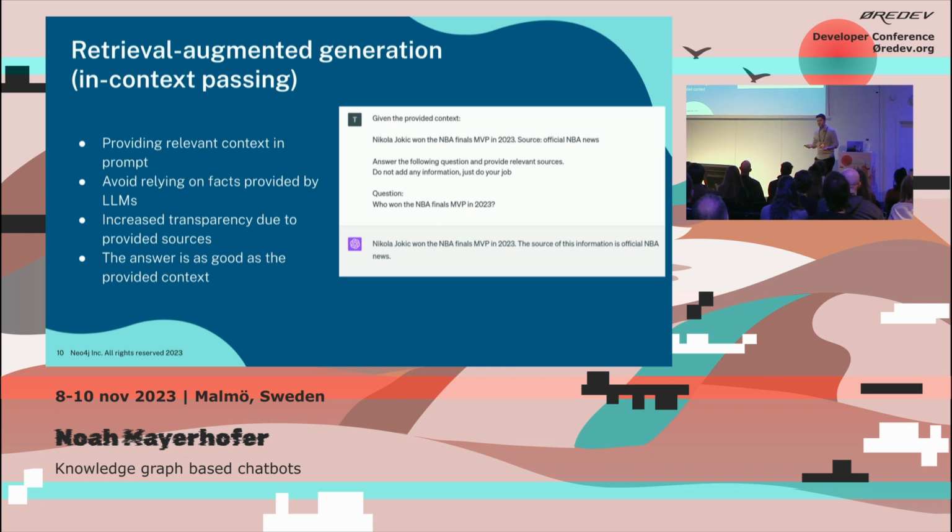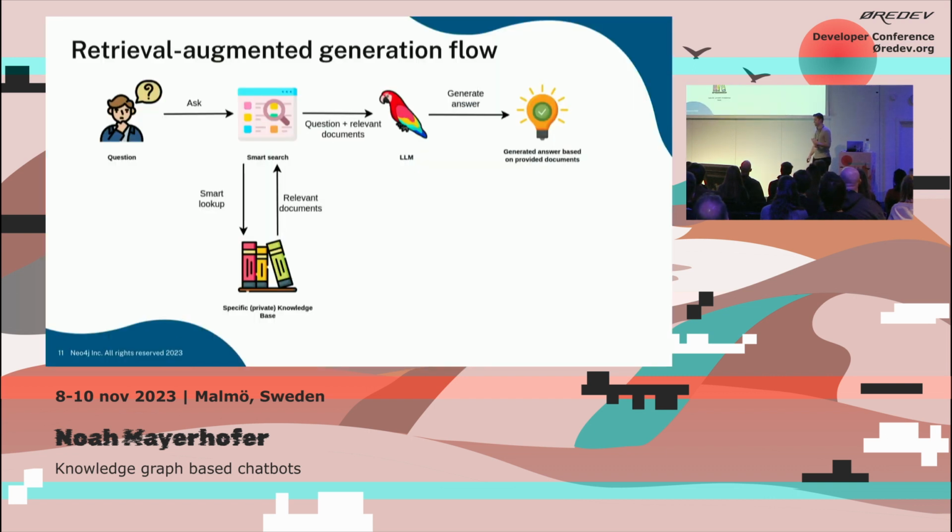So this is great, right? We solved the hallucinations. We have information sources, and it can answer questions of information it wasn't trained on. So if we want to build a chatbot that works like this, we would have a flow that looks something like this. We have a user here to the left asking a question, and then we need to have some kind of smart search that finds this relevant context that we want to pass to the LLM so it can help it answer the question.